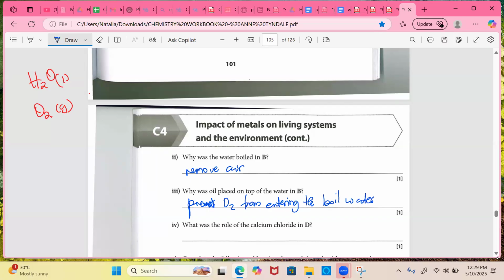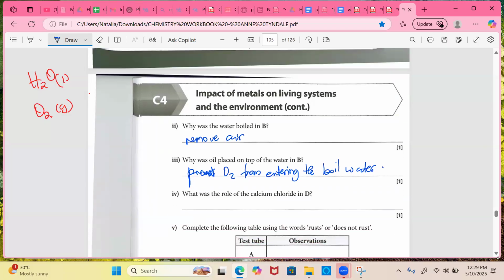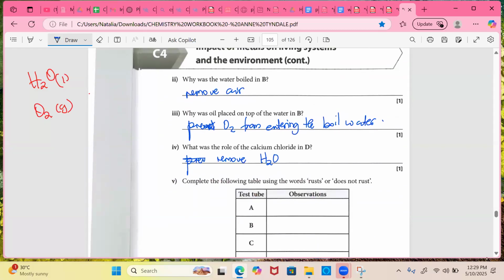What is the role of the calcium chloride in D? What did we say the role of calcium chloride in D is? Remove moisture. To remove H2O.